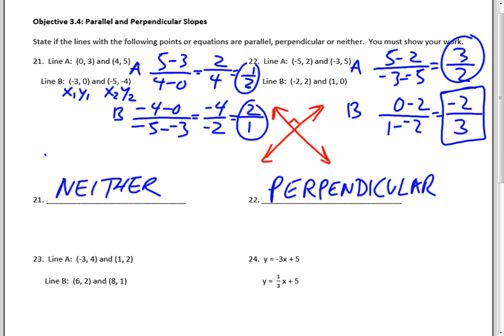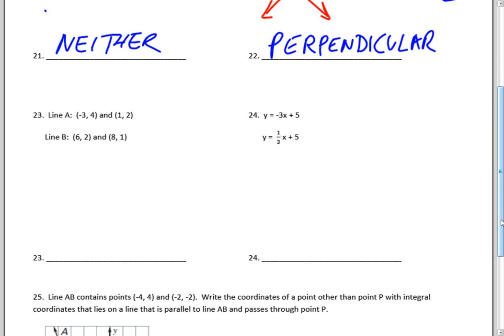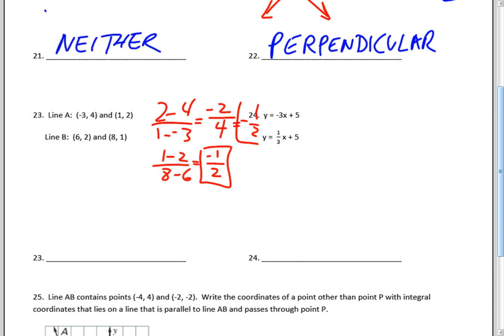Neither, perpendicular. How about 23? We got 2 minus 4. 1 minus negative 3. That is a negative 2 over a 4. What does that reduce to? Negative 1/2. Then I've got 1 minus 2, 8 minus 6. That is a negative 1 over 2. So I'm getting a negative 1/2 followed by another negative 1/2.